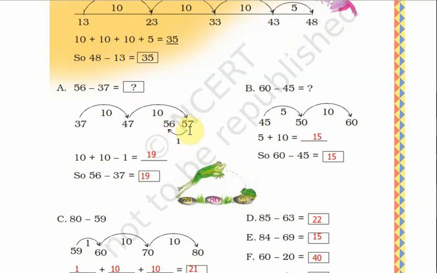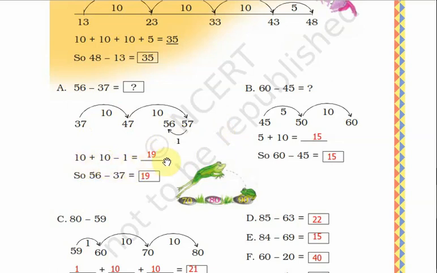56 is one step less than 57. So we have to jump backward one step. We have made 10 steps forward, but we reached 57. As we have to reach 56, we have to make one step backward. So let us calculate how. This 10 plus 10. So write 10 plus 10, and this is minus 1. So 10 plus 10 minus 1.